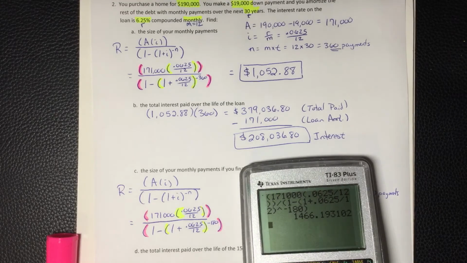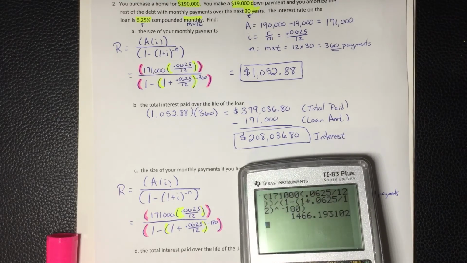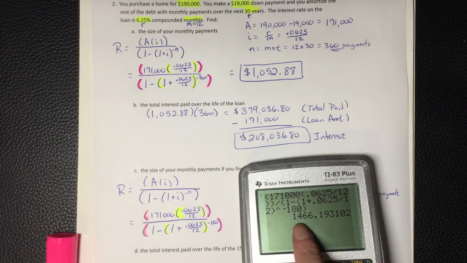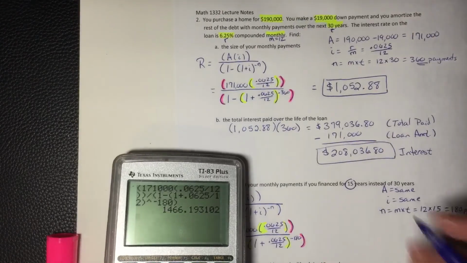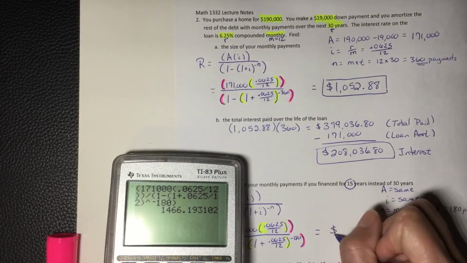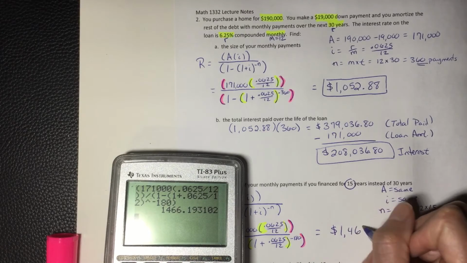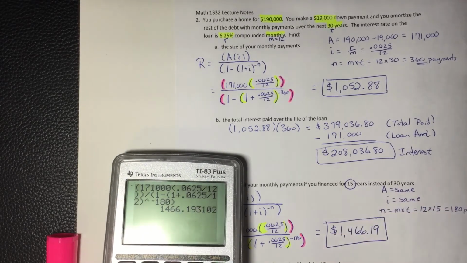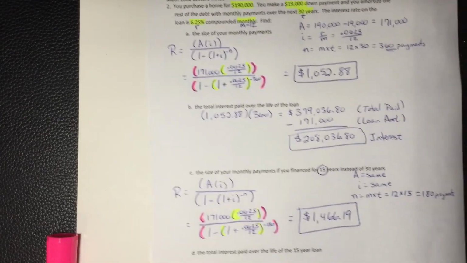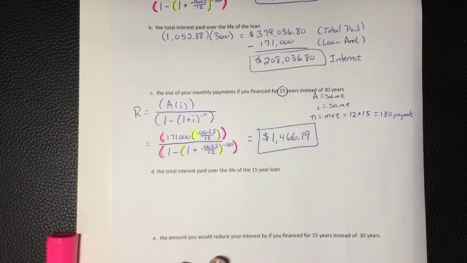All right, we're not making as many payments, so we were expecting our monthly payment to go up, and it did, $1,466.19. All right, so I'm going to write that down. So notice it didn't double. It's really just about an extra $400 a month. So if you could afford this, let's see how much money it would save you.